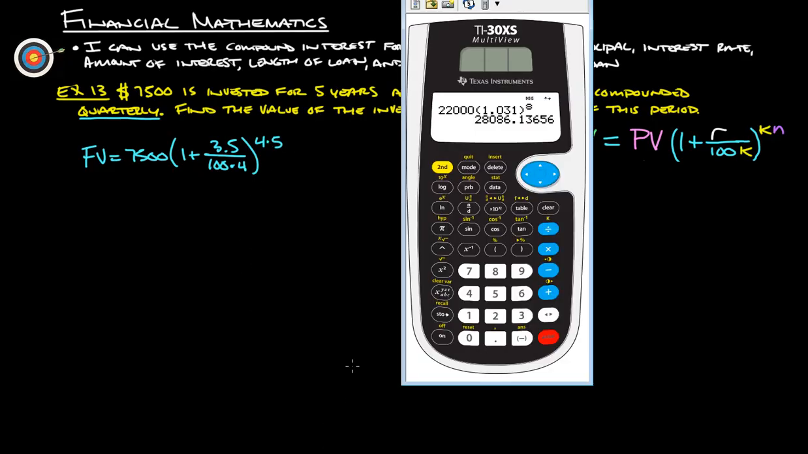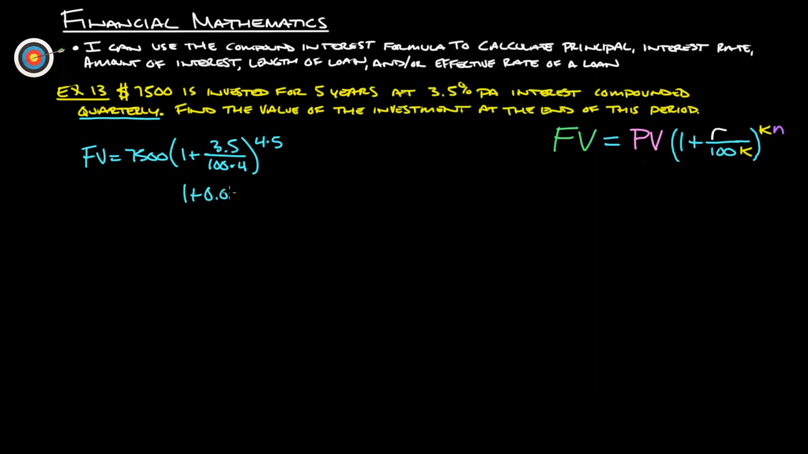So let's simplify this first so we can make it look a little nicer. We got 3.5 divided by 100 times 4, that's 0.00875. 1 plus 0.00875, all to the 4 times 5, which is 20, times 7,500. And that is our future value, right?